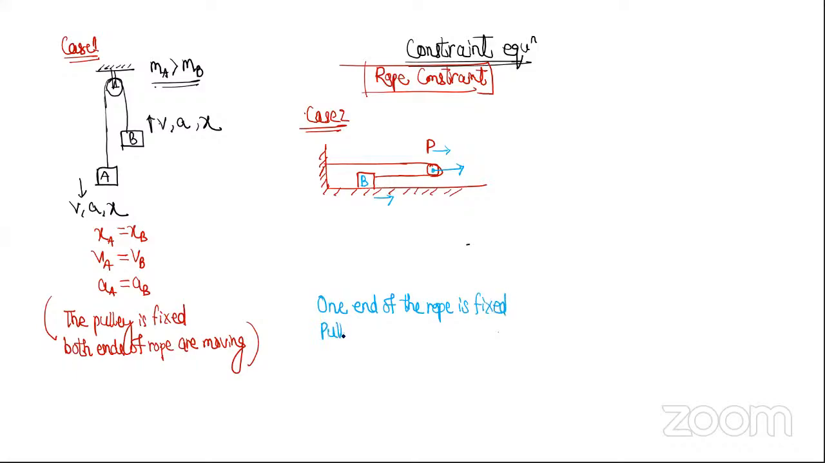Pulley and the other end are moving. So you should be able to identify which case this is. In case one, the pulley is fixed, both the ends of the rope are moving. In case two, one end of the rope is fixed, the pulley and the block are moving. Okay, now tell me, what will be the relationship between pulley and block?